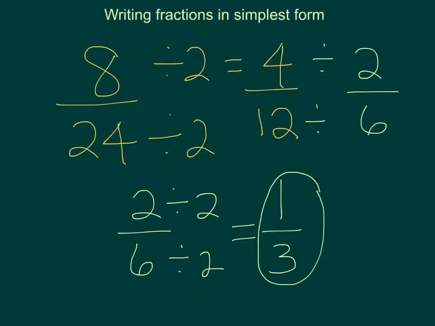Now there's multiple different ways that you could have done this same problem. You could have divided both of them by 4. You could have divided both of them by 8. You could start dividing them both by 2 and then divide by 4. So there's multiple different ways that you can do this depending on what common factor you pull out first. But you always want to make sure that it's in its simplest form at the end.